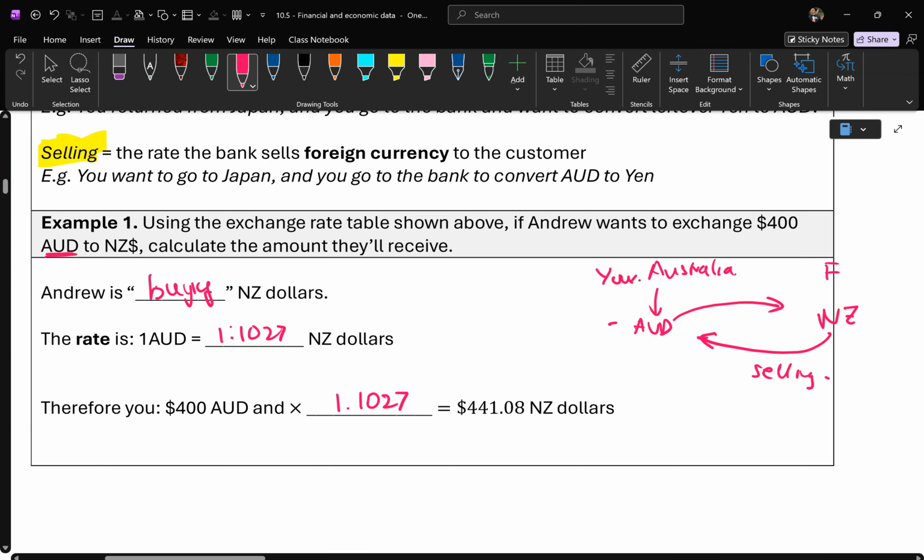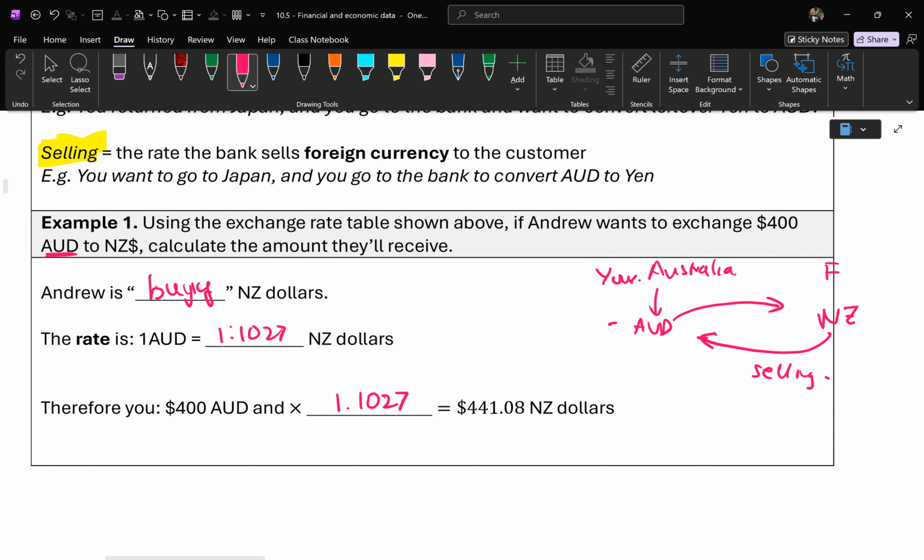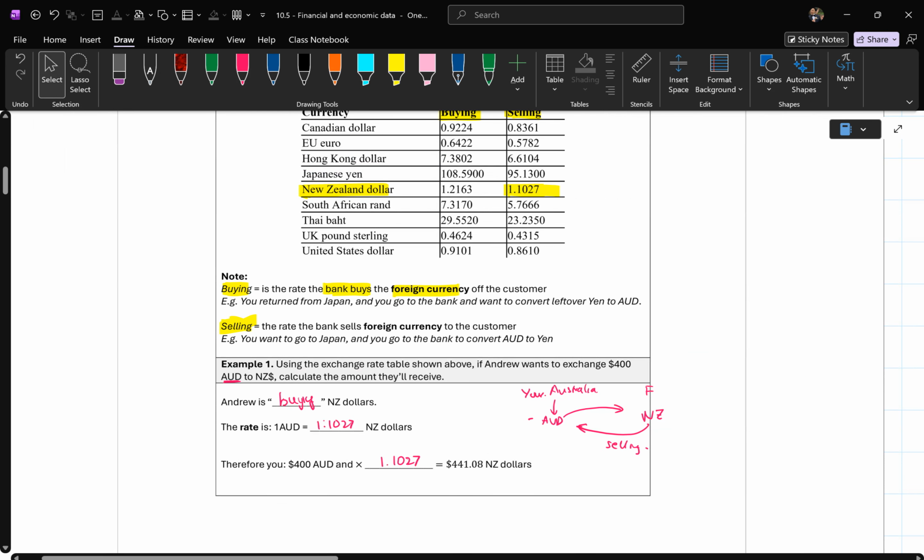$441.08. Remember, that's not Australian dollars, that's New Zealand. Okay? So that's the difference. You're either selling your NZ and they're buying from you, or you are buying NZ and they are selling to you. It's always the opposite of what you're doing. So that's the way to get your head around it if you get confused. But that's what the table means.